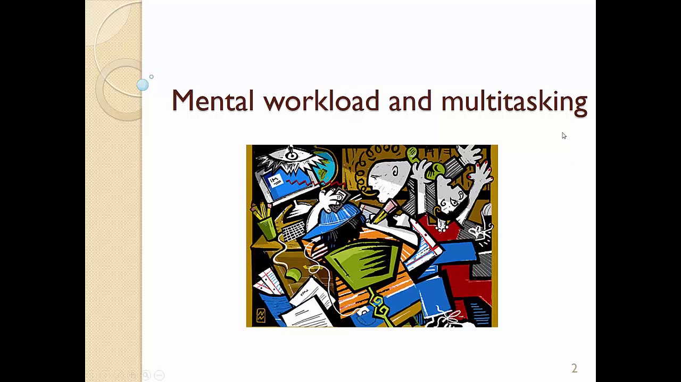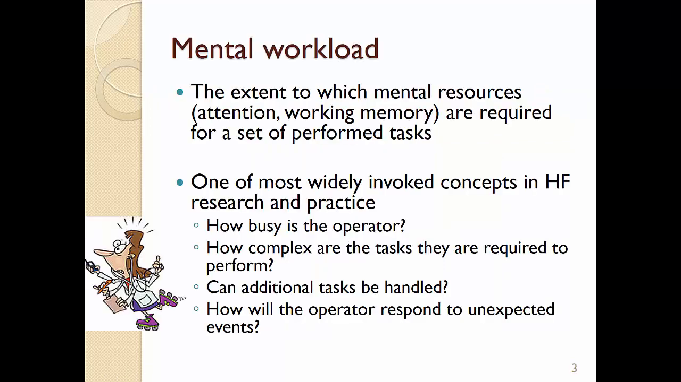Okay? Multitasking is about finding a way to distribute these resources among multiple different tasks or multiple different lines of reasoning. So, mental workload is a very important concept in the field of human factors and human systems topics. So, again, attention and memory. Think of this as how much is required to do something. And think of how much a worker is enduring as far as the demand for these resources.